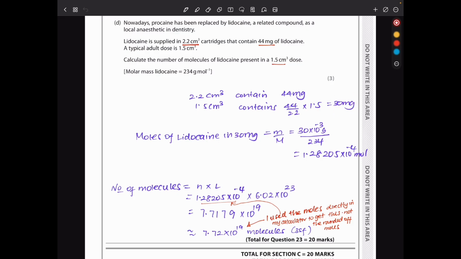So the moles of lidocaine in 30 milligrams are going to be mass divided by Mr, which is 30 times 10 to the power negative 3 to convert this to grams. So 30 times 10 to the power negative 3 grams divided by that. And I got 1.28205 times 10 to the power negative 4 mole. Then to find the number of molecules, it should be number of moles times Avogadro's constant, which is that times 6.02 times 10 to the power 23. And in the end, I got 7.72 times 10 to the power 19 molecules, rounded off to 3 significant figures.